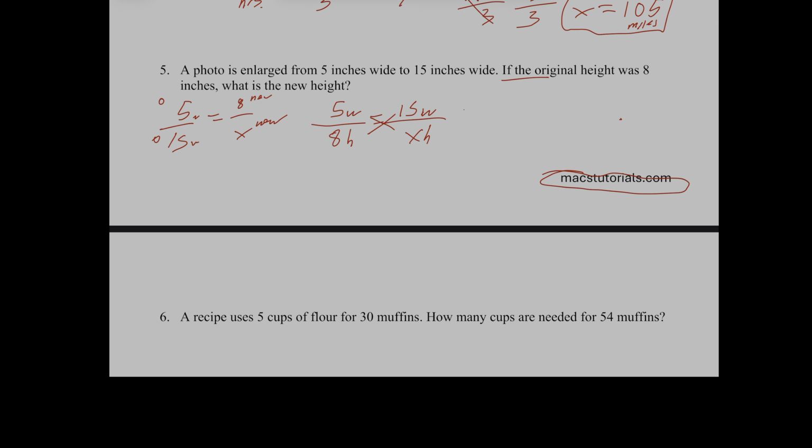So we're going to get 5x equals whatever 8 times 15 is, which looks like it's going to be 120. So we go 5, 5, boom, x equals 2, carry the 2, 24. So the new height is going to be 24 inches. Okay?